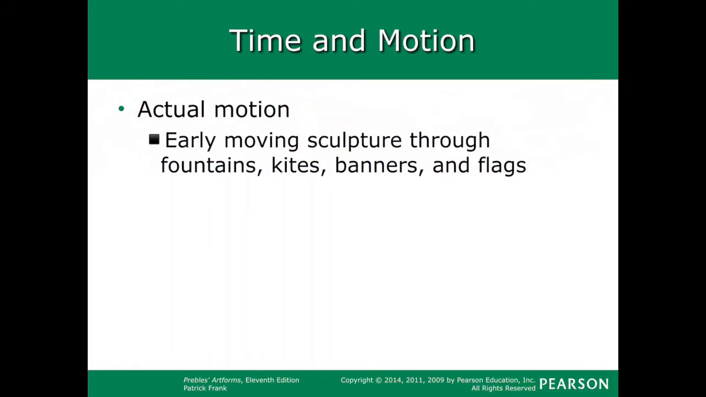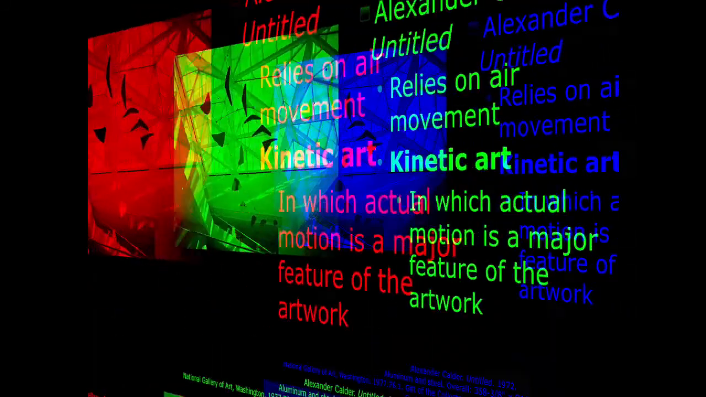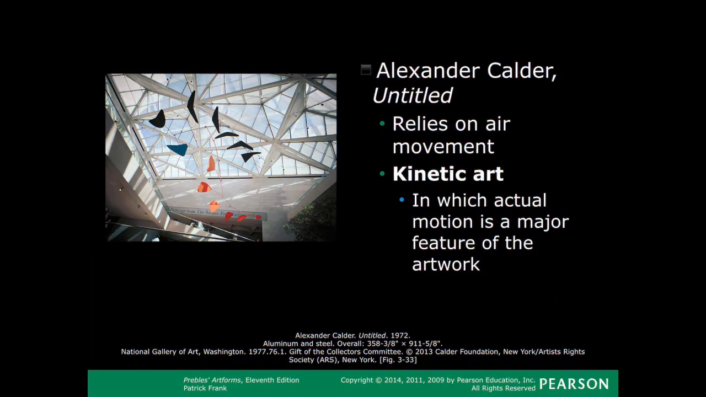Sometimes there are works of art that have actual motion, and they can be things like sculptures that have movement involved somehow, like fountains, kites, banners, or flags. And this is a work by Alexander Calder. The piece is called Untitled. It is an example of kinetic art in which actual motion is a major feature of the artwork. So it looks like a type of weather vane.